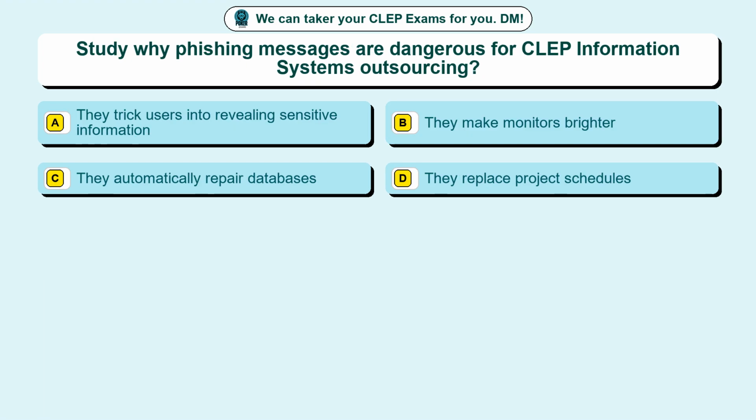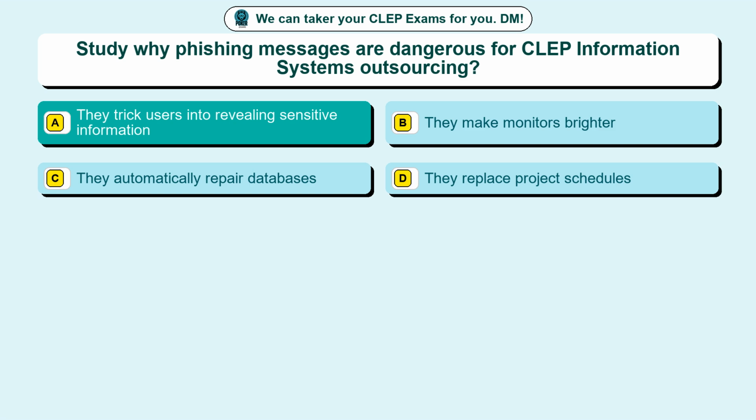Question 45. Study why phishing messages are dangerous for CLEP Information Systems outsourcing. Option A. They trick users into revealing sensitive information. Option B. They make monitors brighter. Option C. They automatically repair databases. Option D. They replace project schedules. The correct answer is option A. They trick users into revealing sensitive information.